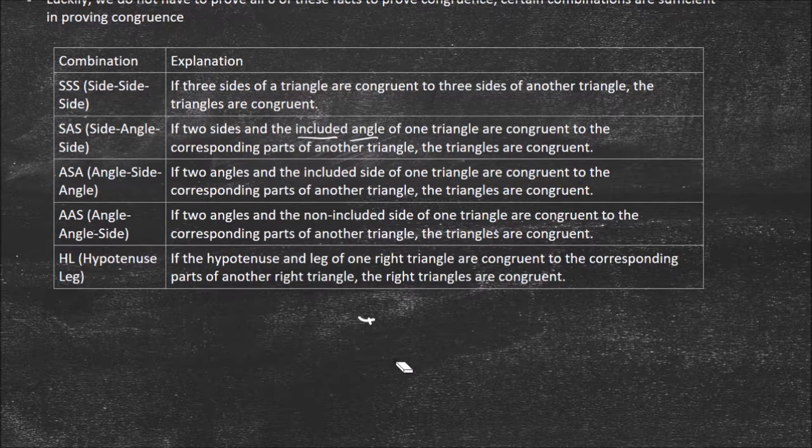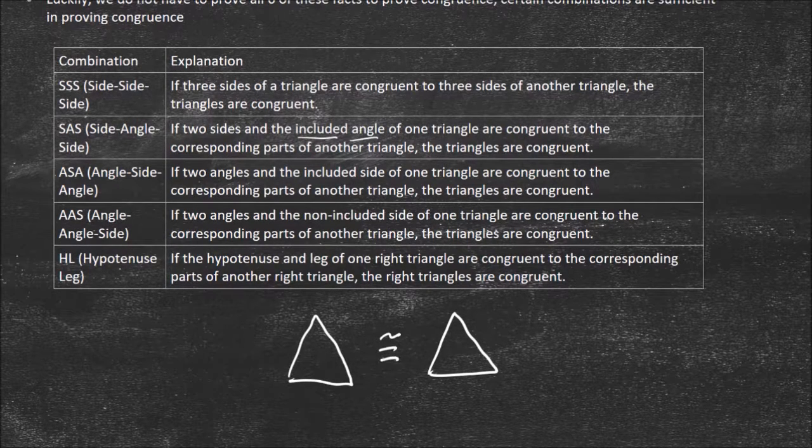Okay, next one that we're going to talk about is AAS. That's angle, angle, side. So again, two angles and the non-included side of one triangle are congruent to corresponding parts of another triangle. Let me show you what this one looks like. So here, and we're proving that they're congruent. So two angles and the non-included side of one triangle. So let's think about what the non-included side means. So I have this angle, I have this angle. And the non-included side of one triangle are congruent to the corresponding parts of another, so here.